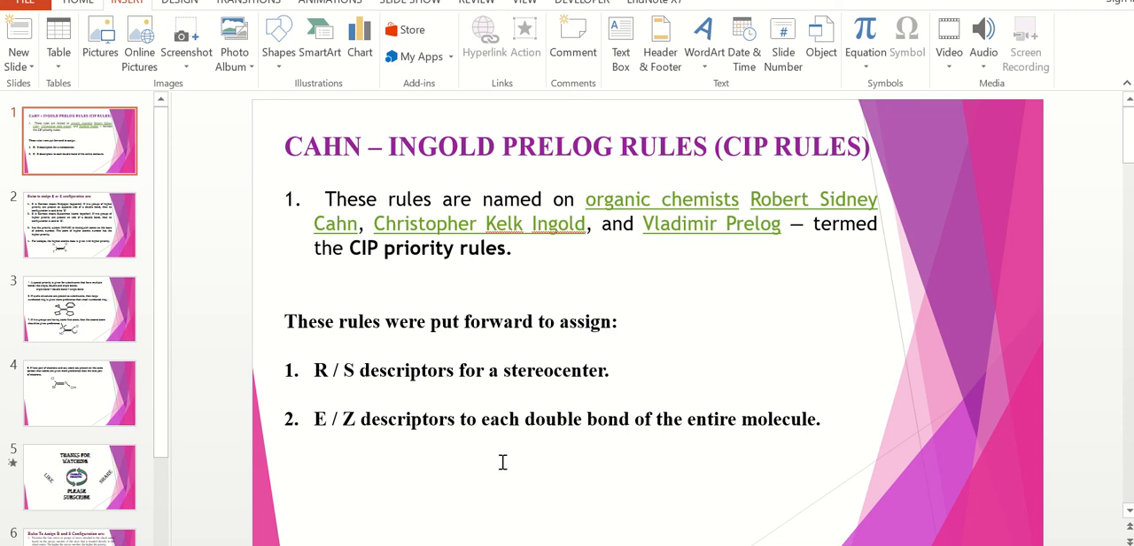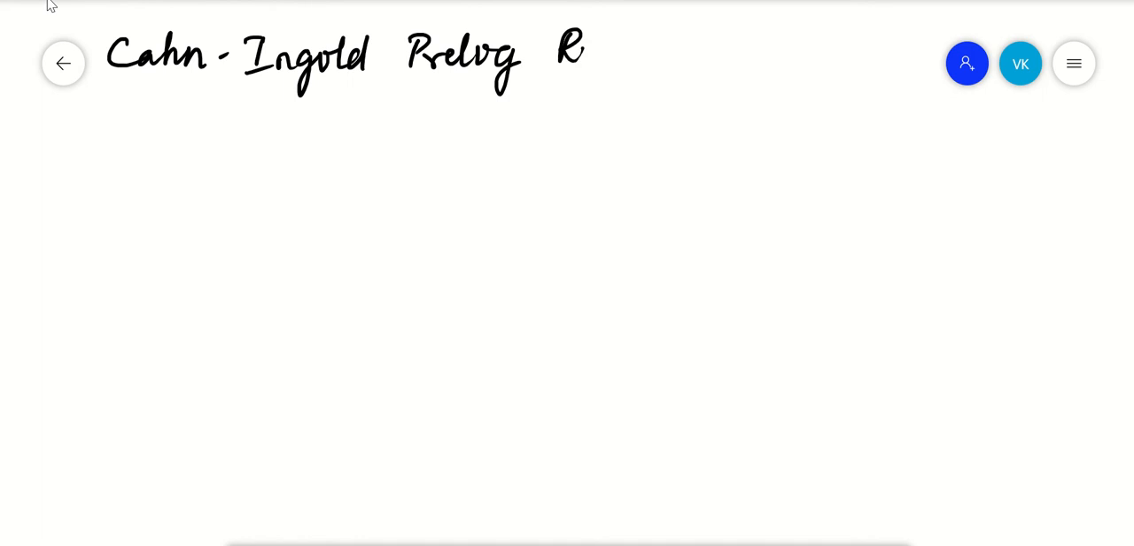So how are these descriptors put to our molecules? We'll just go to our whiteboard and check it out. So we are going to learn today about Cahn-Ingold-Prelog rules, that is CIP rules.